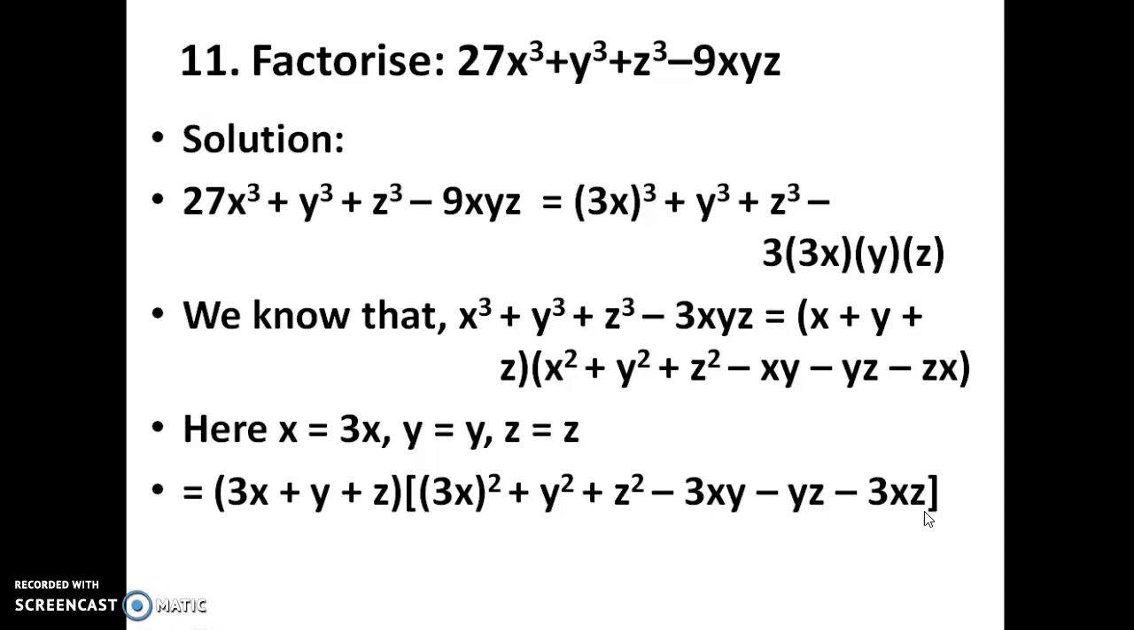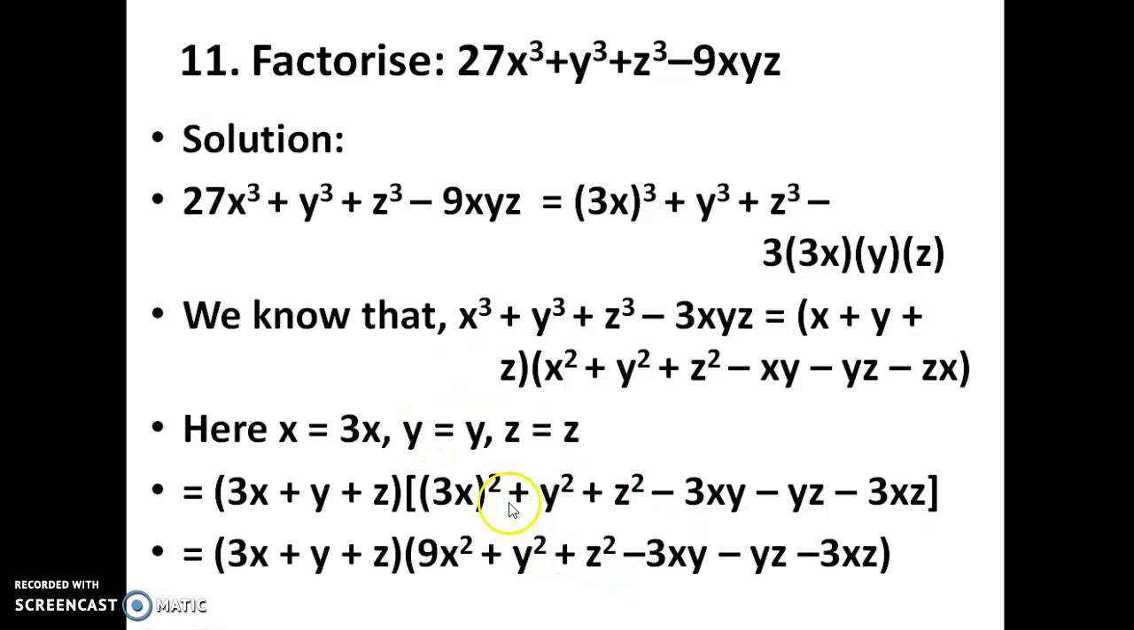For the final step, 3x the whole square is there, so we will write it as 9x square. So that's all, that's the answer for factorizing.